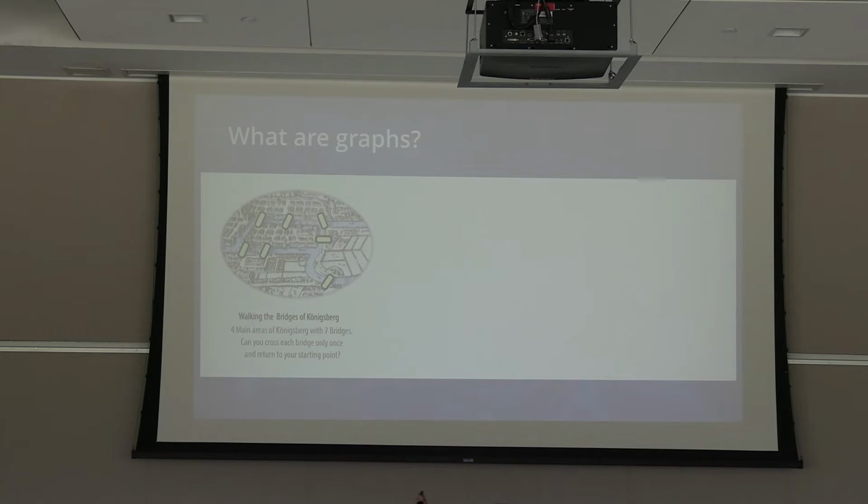So basically, there were 7 bridges connecting these 4 land masses, and he wanted to determine, can I cross each of these bridges one time and return to the starting point? So he mapped it all out, he modeled it. What do most of us do? We go to the whiteboard.